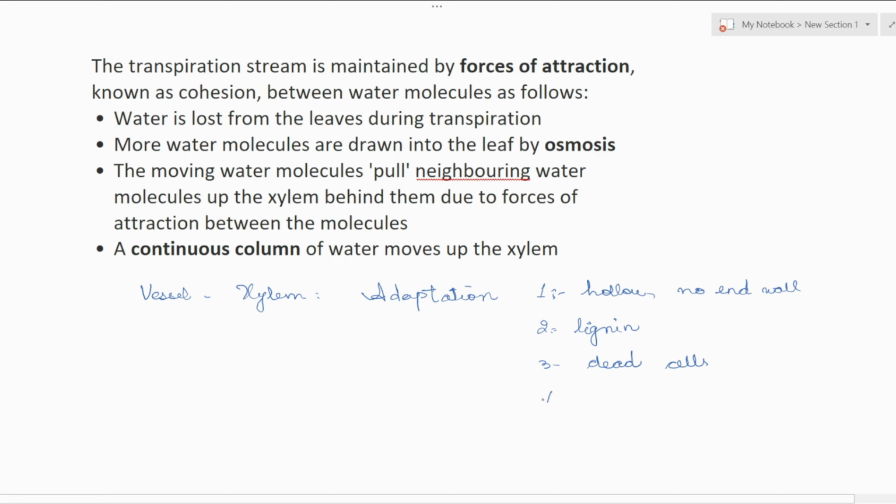Then you have told one more thing. There is a continuous column for continuous flow of water. What about the movement of water? Is it in one direction or bidirectional, unidirectional or bidirectional? It's unidirectional. It moves from roots to leaves, not from leaves to roots at all. It's a one-way pathway.